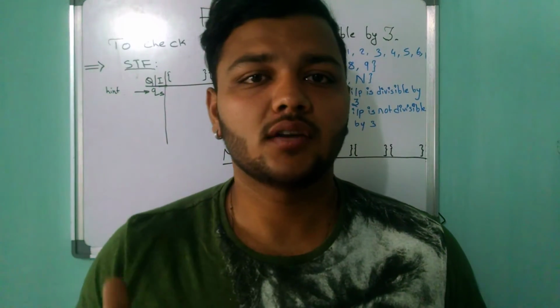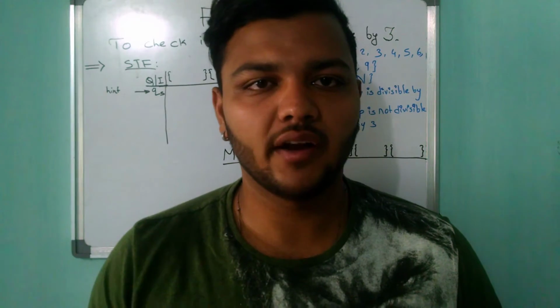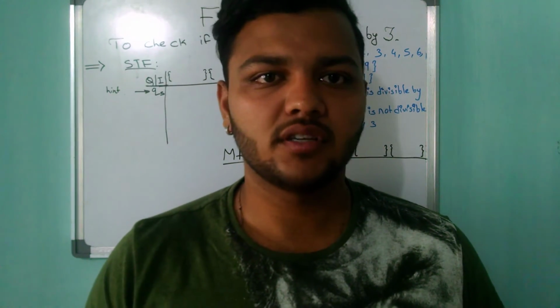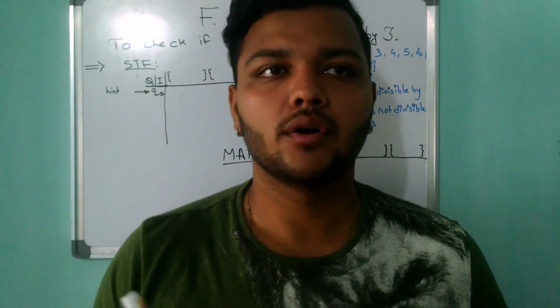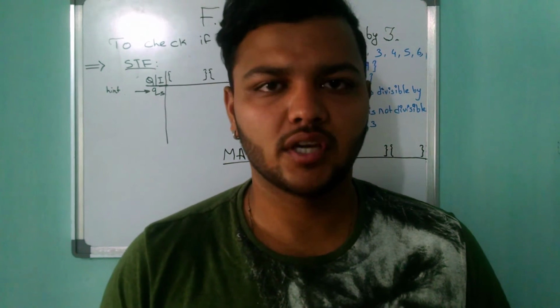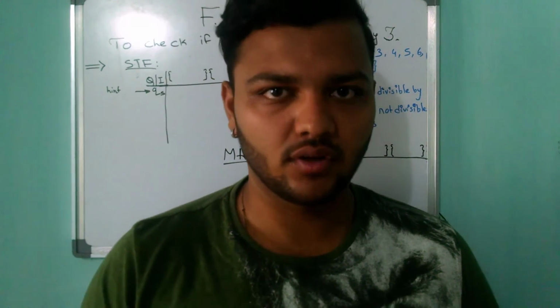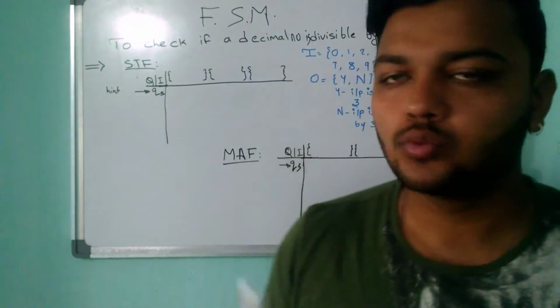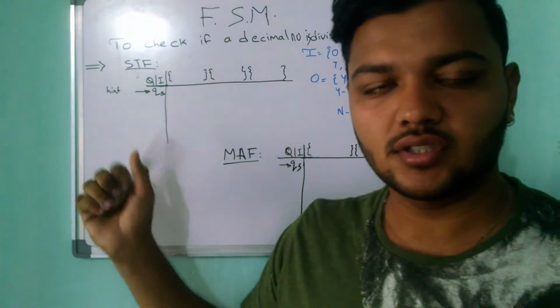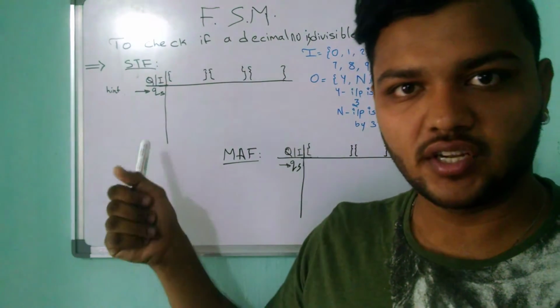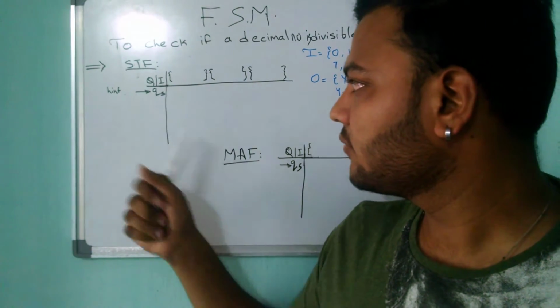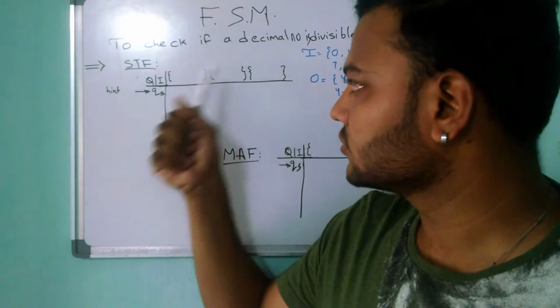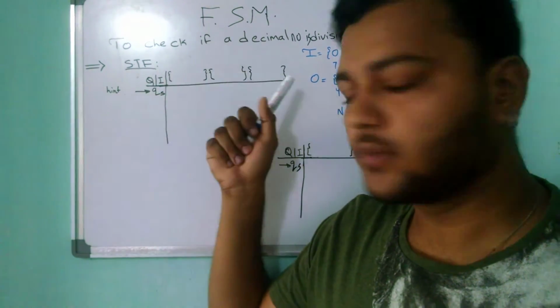Okay, so let's start with the first problem, that is to see if a decimal number is divisible by 3 or not. We are going to make an FSM that will help us check if the decimal number is divisible by 3 or not. We have written down the 2 main functions, the machine function and the state transition function, which are here. We have to fill them up with the number of states and the inputs. We'll write the states here and the inputs over here.